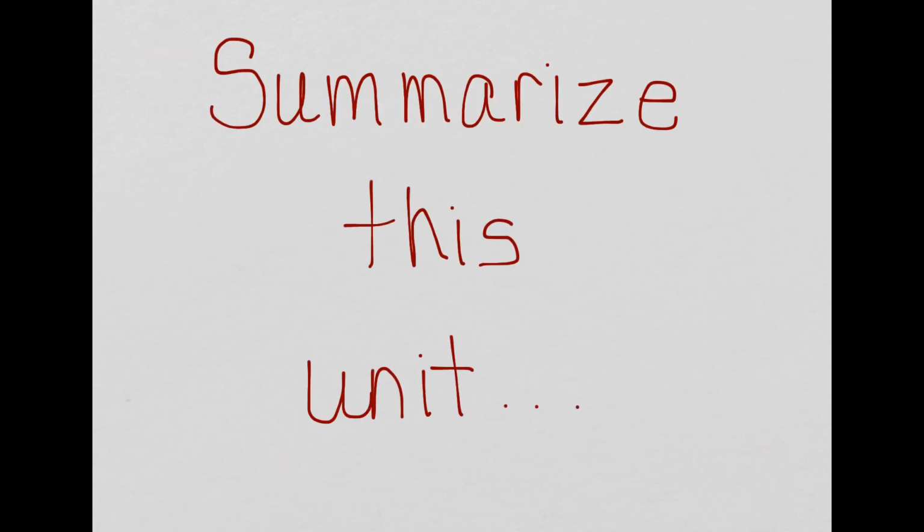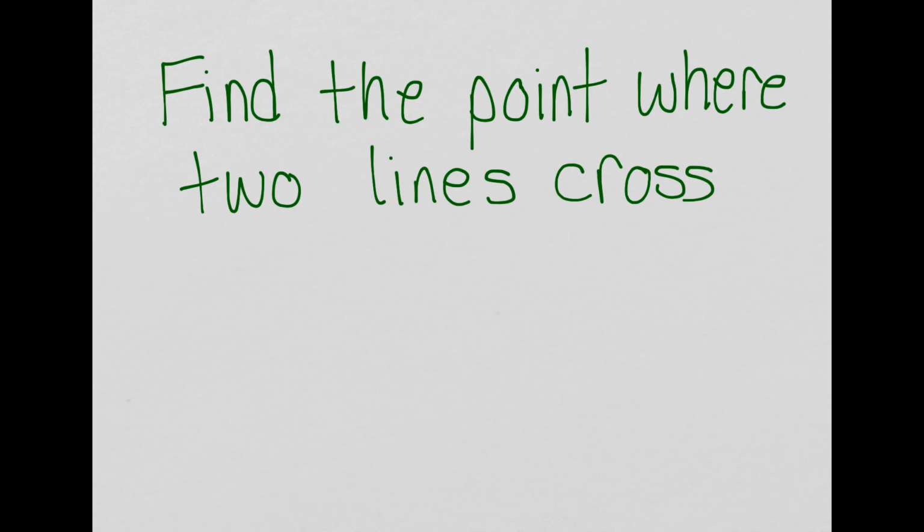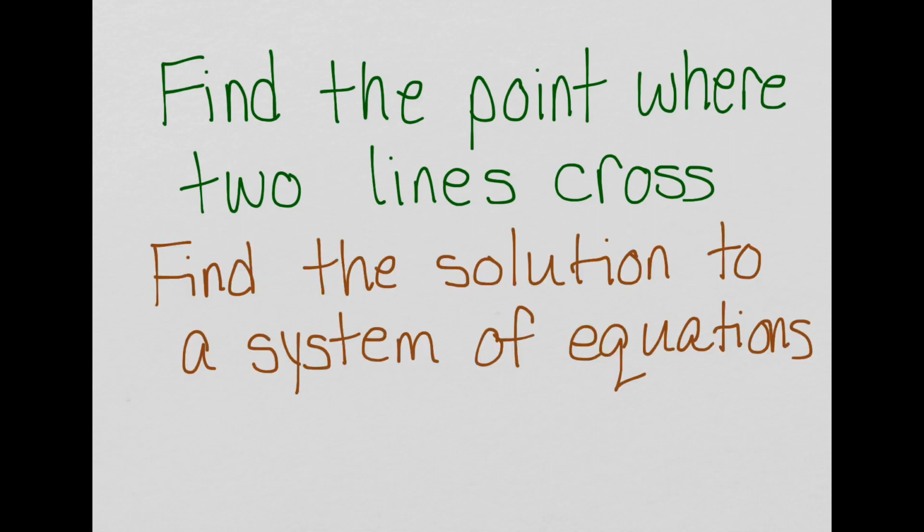Let's start right off with summarizing what we've done this unit. Try to see the big picture here. We were trying to find the point where two lines cross. For most of this unit, that's what we were doing. We also called that finding the solution to a system of equations. So finding the point where the two lines cross, we did that by graphing.